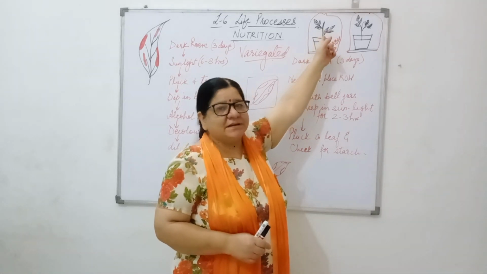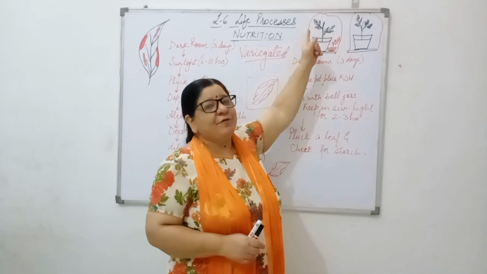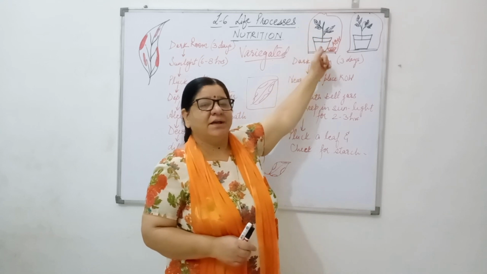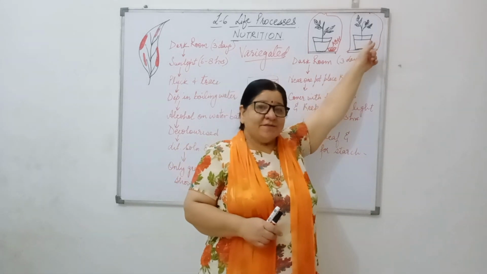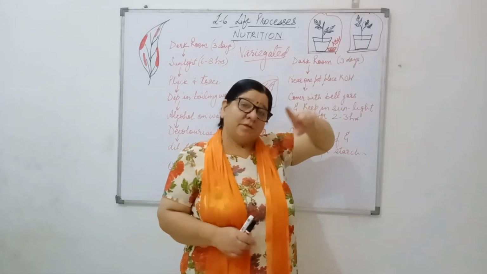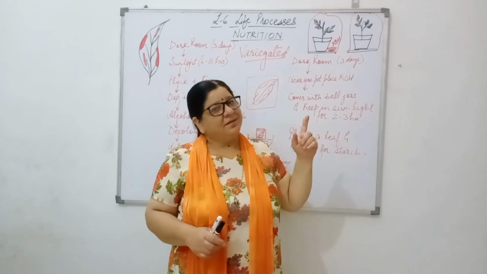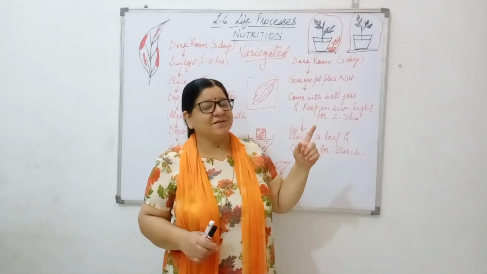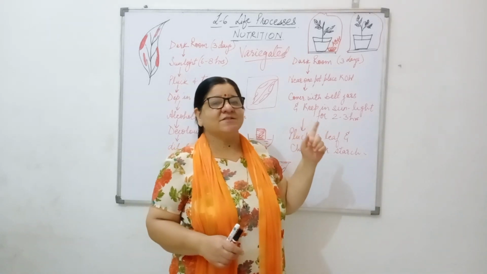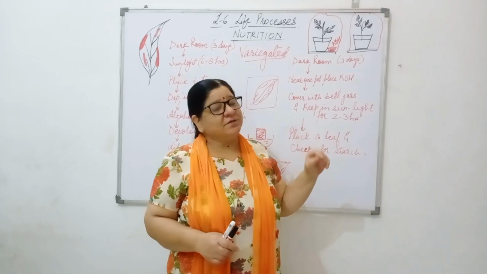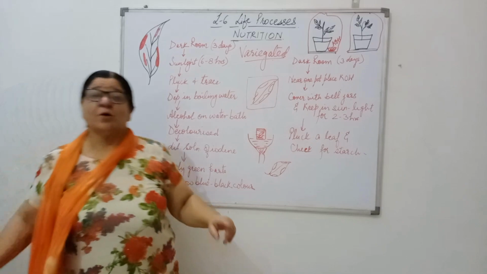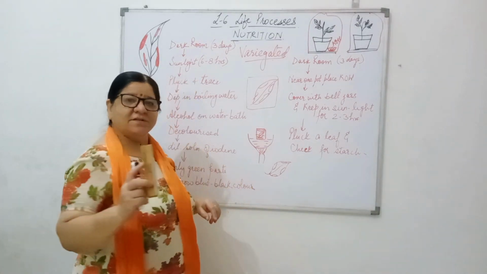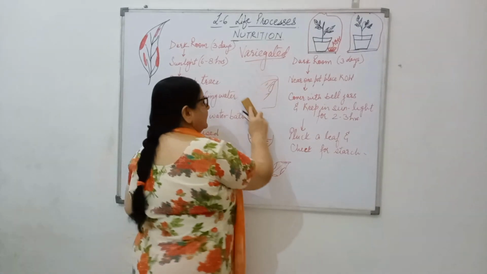So photosynthesis did not take place when we had put it out in the sunlight. While here carbon dioxide was present inside the bell jar. So what happened? The photosynthesis process took place and starch was produced. So this experiment proves that carbon dioxide is necessary for the process of photosynthesis.